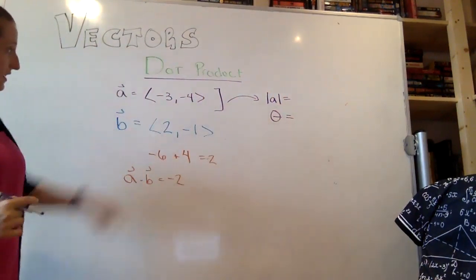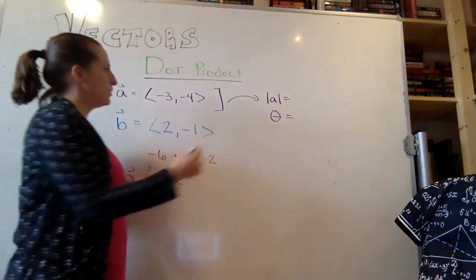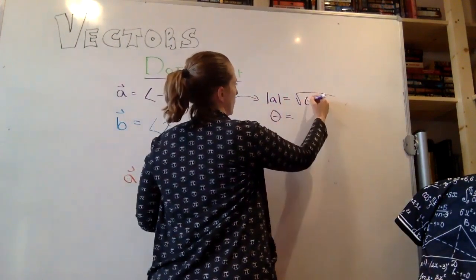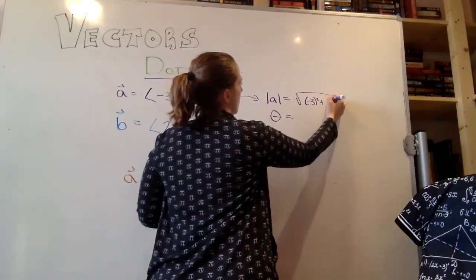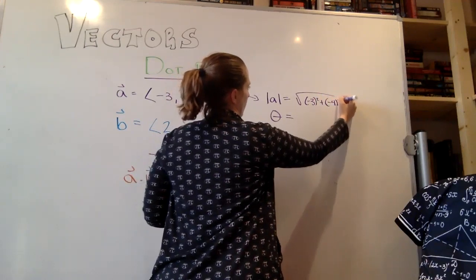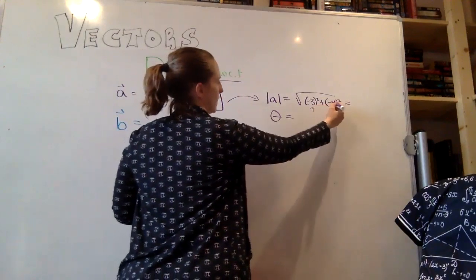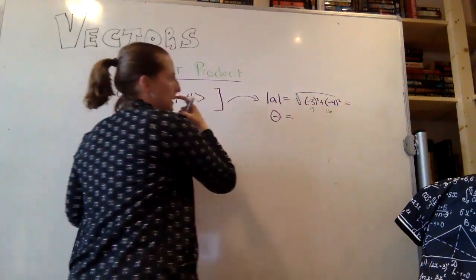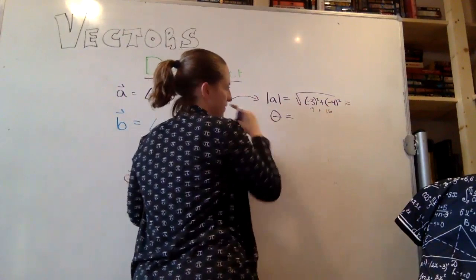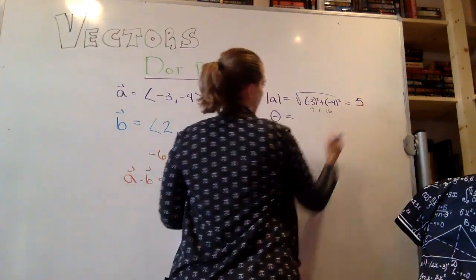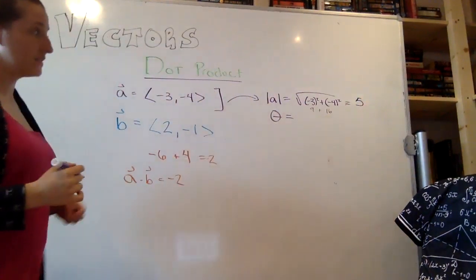Well, to find the magnitude, right? The magnitude is going to be the square root of the horizontal component squared plus the vertical component squared. -3 squared is 9. -4 squared is 16. 9 plus 16 is 25. The square root of 25 is 5. So the magnitude of A is 5.